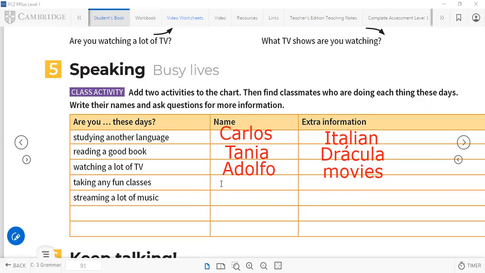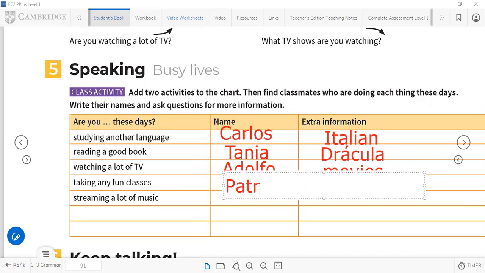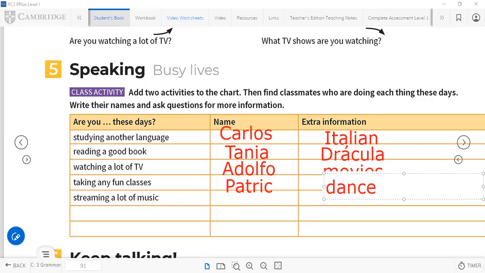Taking any fun classes. One example we can say now: Patrick. For example, Patrick is taking any fun classes, ¿no? Como clases divertidas, like, I don't know, ¿qué podemos decir? Dance classes, one example. Classes of dance.